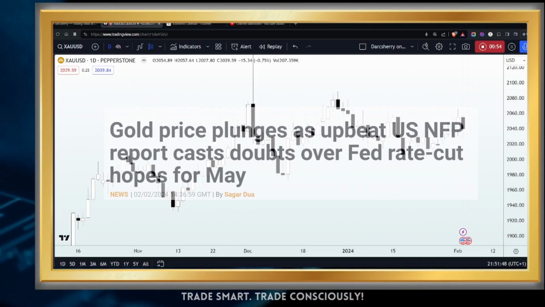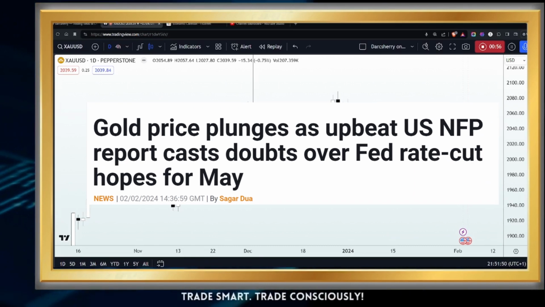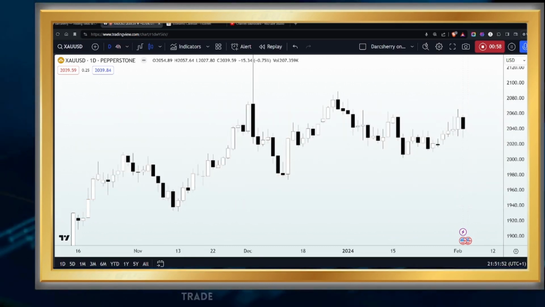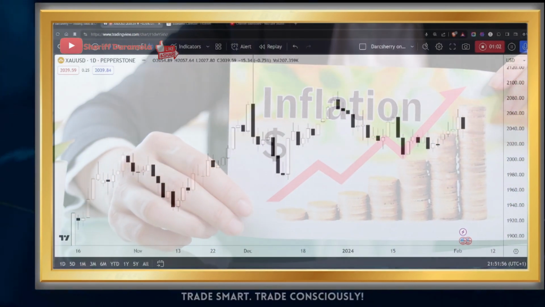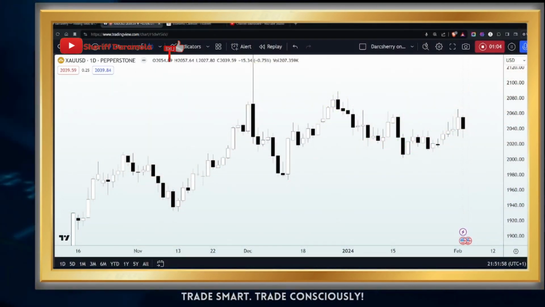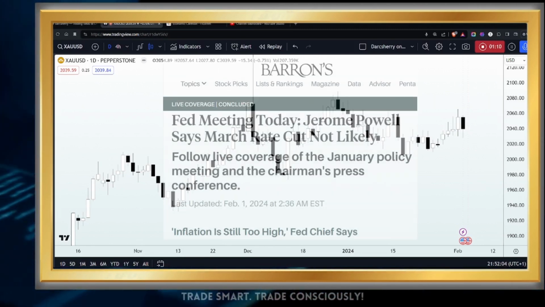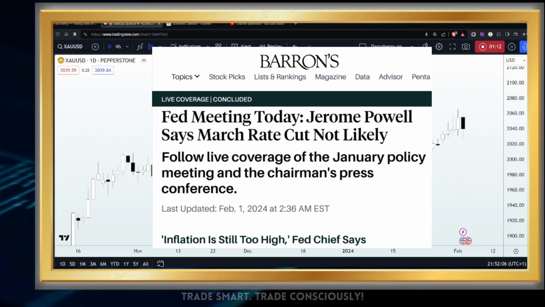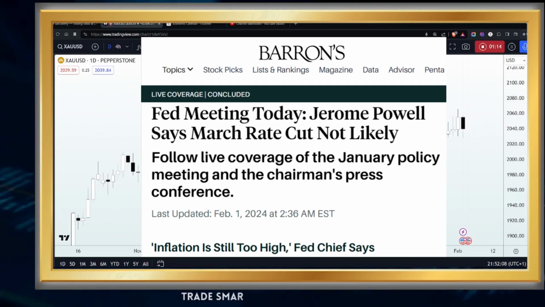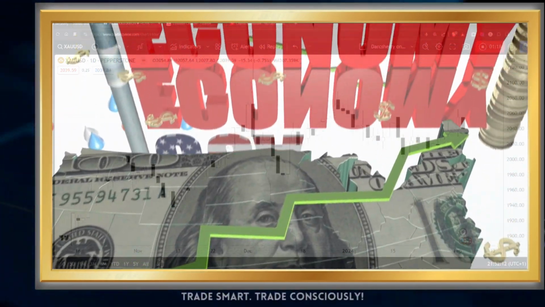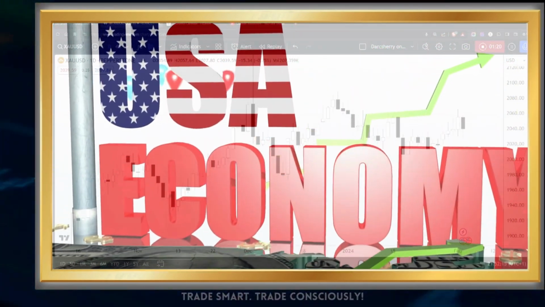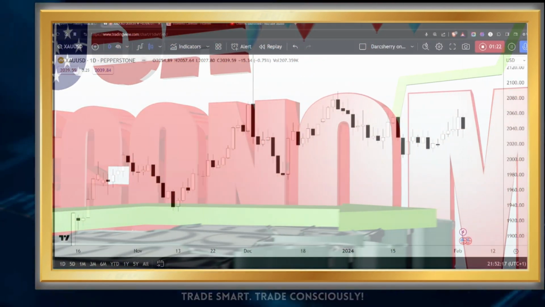Now, the recent release of the upbeat NFP data on Friday has only fueled concerns about persistent inflationary pressure, further cementing the case for sustained monetary policy restrictions. Recently, the Fed chair reinforced the notion that a rate cut in March is unlikely, thereby adding another layer of complexity to the evolving economic landscape.